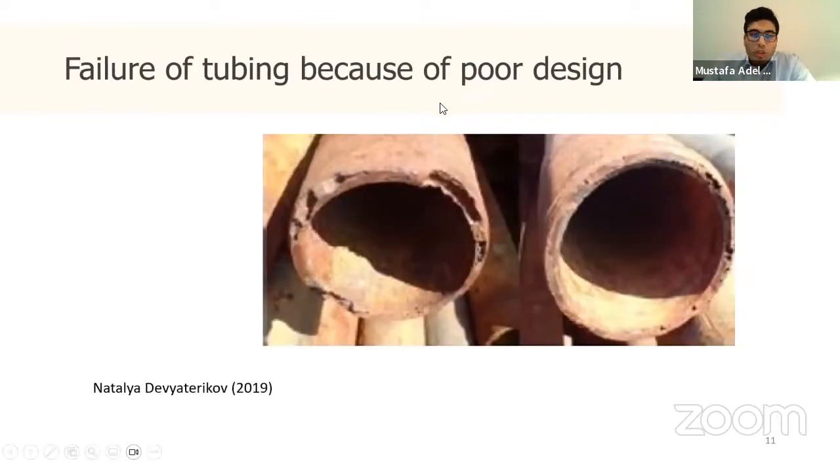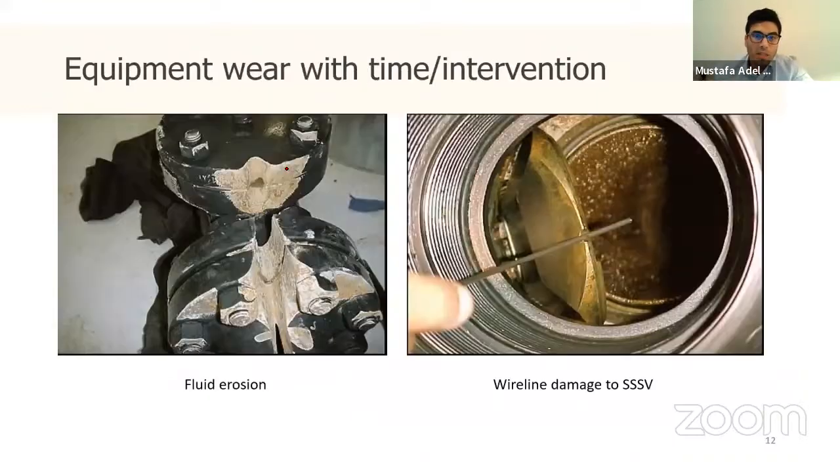This is failure in the tubing because of design. The tubing is corroded completely. Maybe the well has high CO2 and H2S partial pressures, and it was completed with carbon steel tubing. So the tubing was completely corroded. It's failure due to wrong selection of material and poor design.